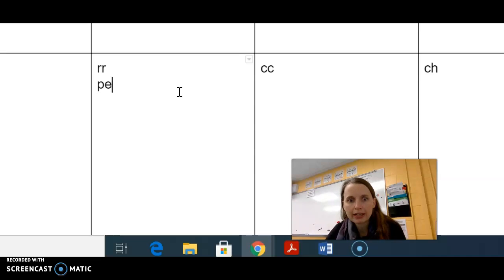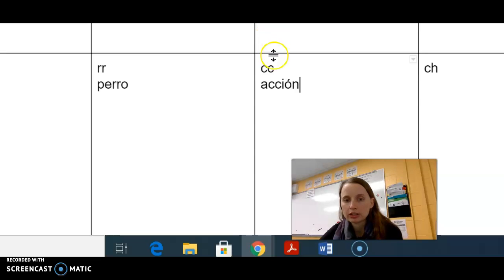So we talked about dogs in class, perro. So we have two R's there, and it makes a rolled r, perro. So you just slightly roll it, okay? And then when you have two C's together, the first C makes a k sound, and the second C makes an s sound, okay? So, for example, acción, action. You hear how the first C, ac, and the second C makes a sion sound, okay?